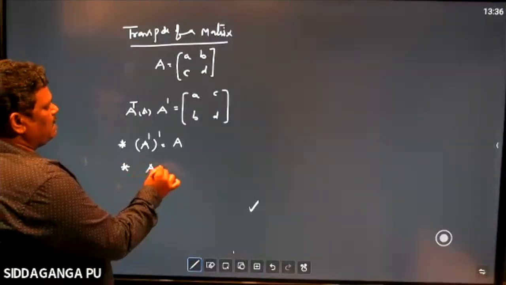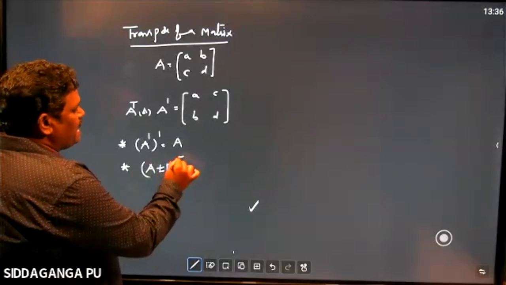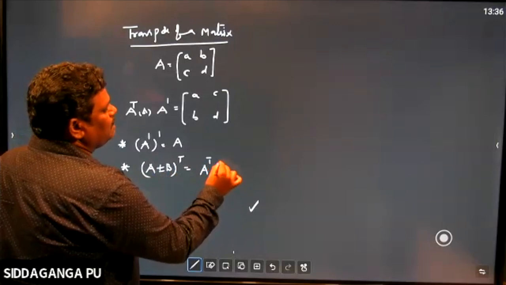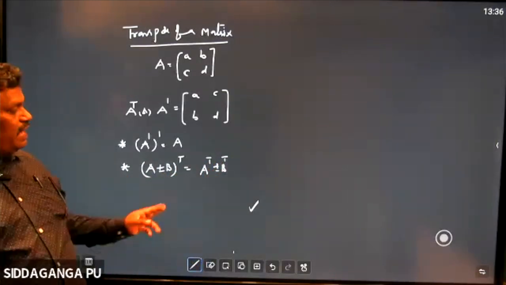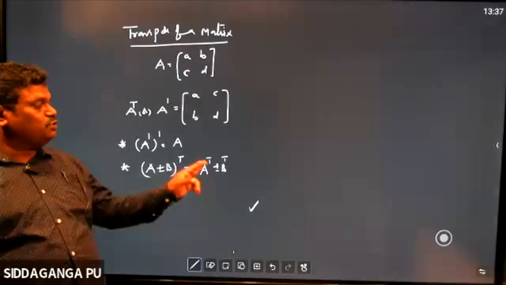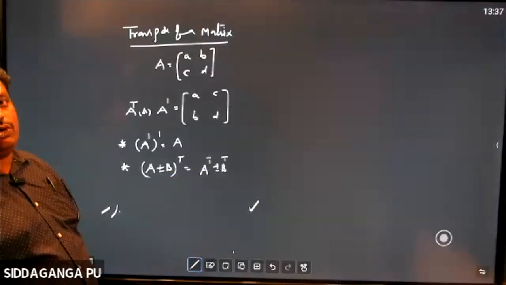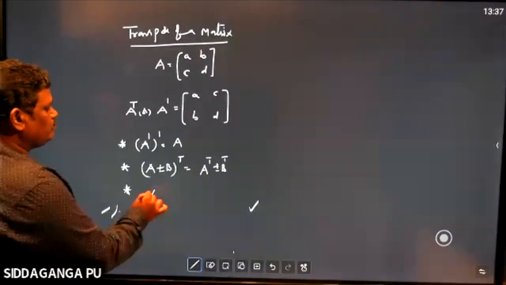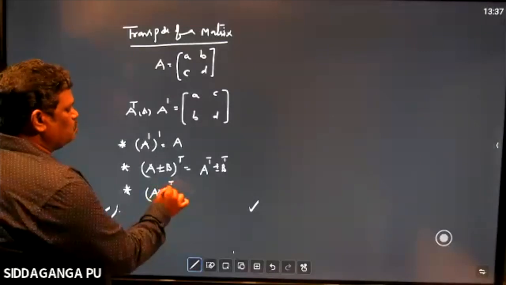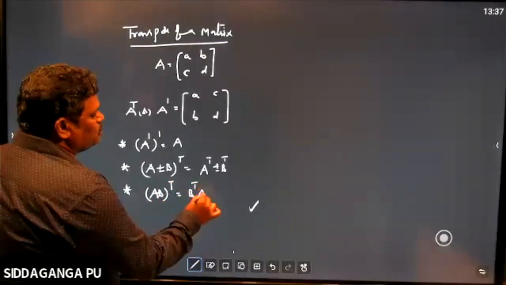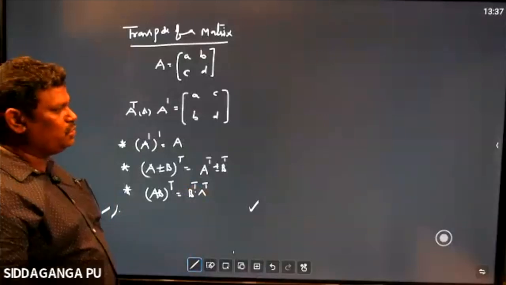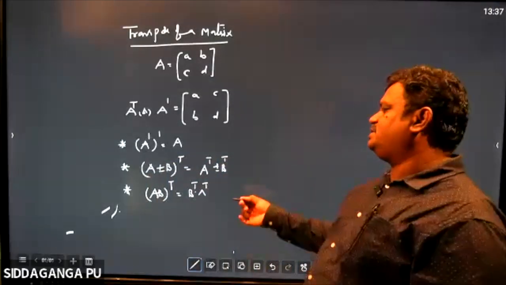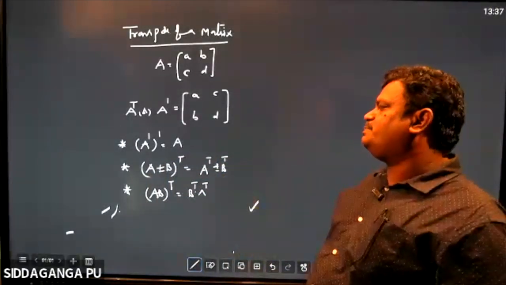Now, A plus or minus B whole transpose is equal to A transpose plus or minus B transpose. We can separate the two values: A plus B whole transpose is A transpose plus B transpose, and A minus B whole transpose is A transpose minus B transpose. Next, AB whole transpose is equal to B transpose into A transpose. Whenever we apply the product form, we separate the product and write B transpose into A transpose.